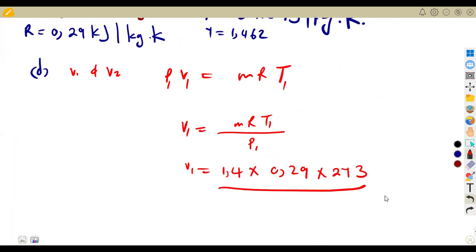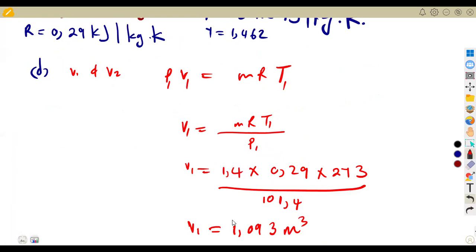So for pressure and temperature, you take those values at STP. Remember, we said the pressure is 101.4 kilopascal. That gives us V1, which is 1.093 cubic meters.